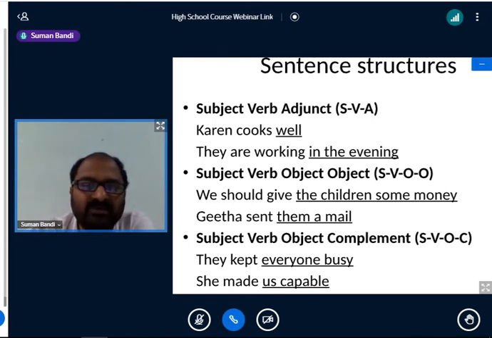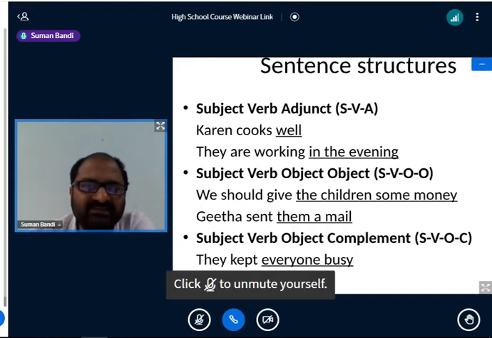Next, I am going to give you a set of sentences, 10 sentences. You have to analyze them and label their sentence structures, like this, SVA, SVOO. Next I'll go to a particular slide. All of you take a screenshot of that slide. Later when you are free, you can identify the answers and post them in the group. In the group, you can discuss. I will discuss the right answers in the next session.